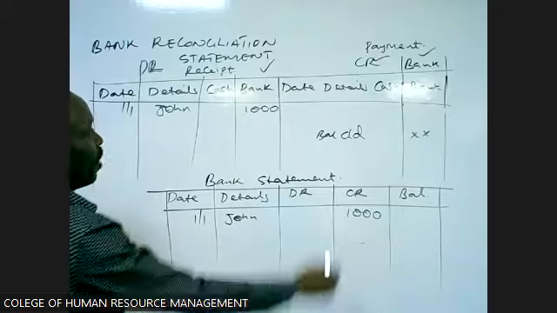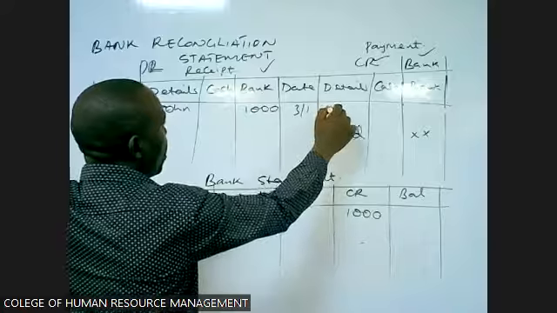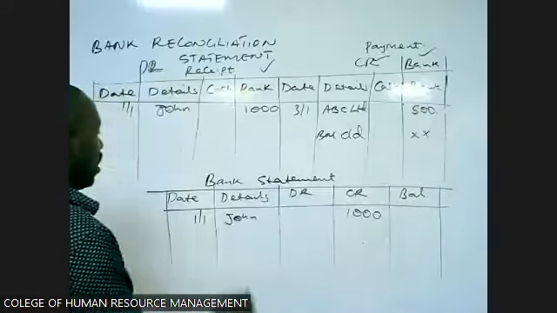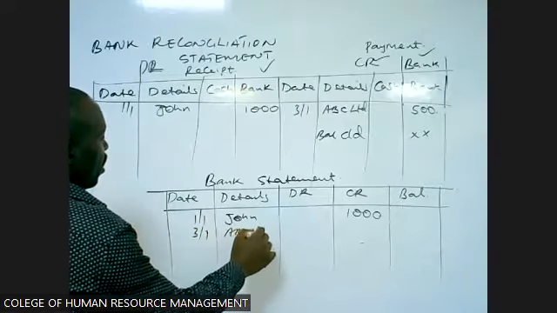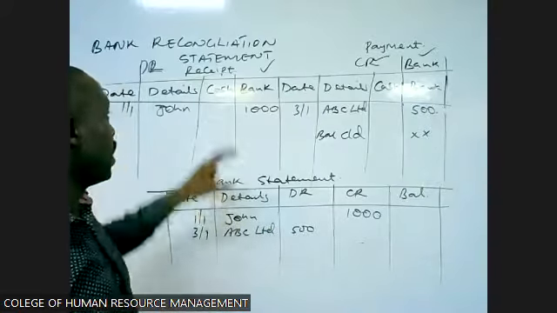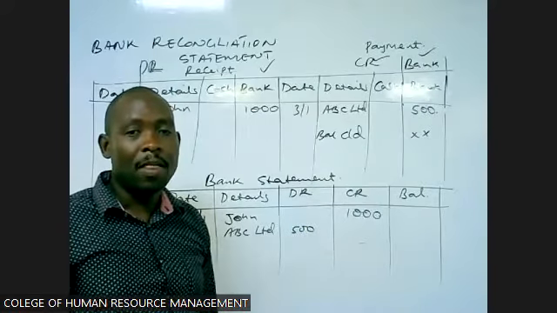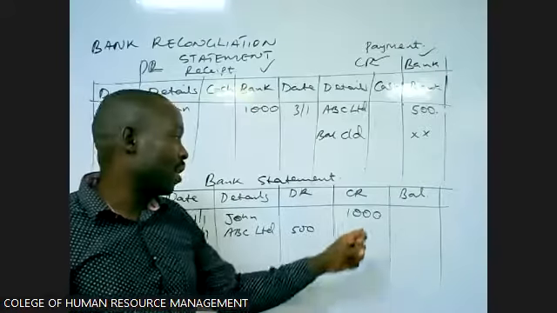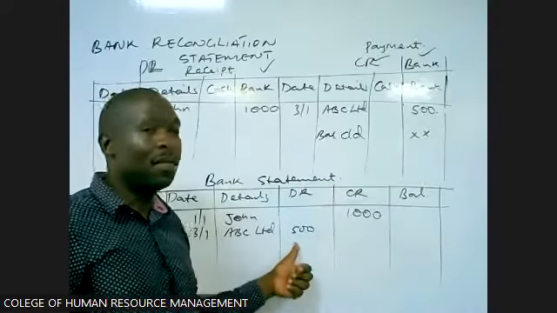If we pay a supplier, for example on the 3rd of January we have paid ABC Limited maybe 500 by check, we shall come and find it here, 3rd of January, ABC Limited, and it is going to appear here as 500. So a debit in the cash book is reflected in the credit of the bank statement. In simple terms, receipts in the cash book are debited, but receipts in the bank statement are credited. Payments in the cash book are credited, but payments in the bank statement are debited.